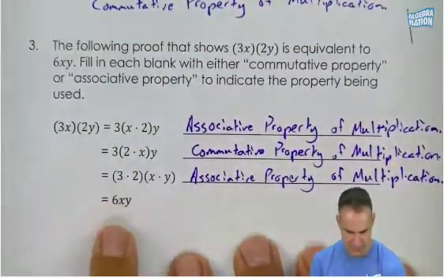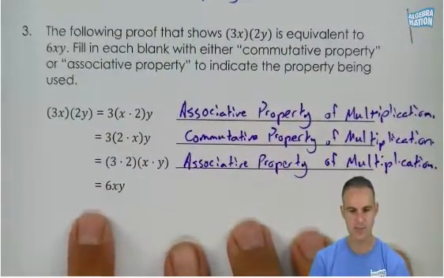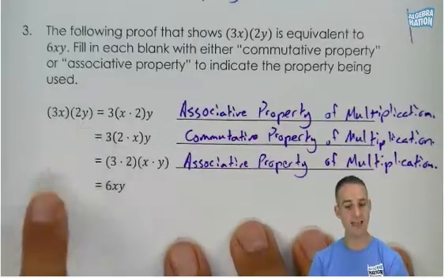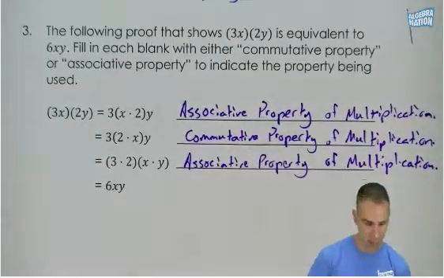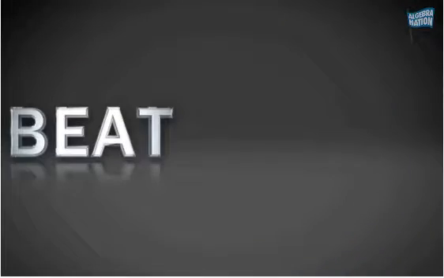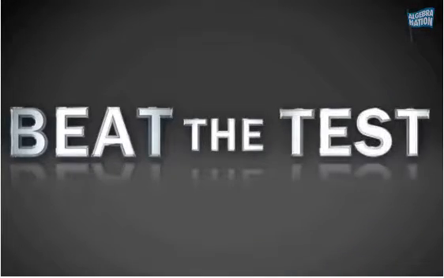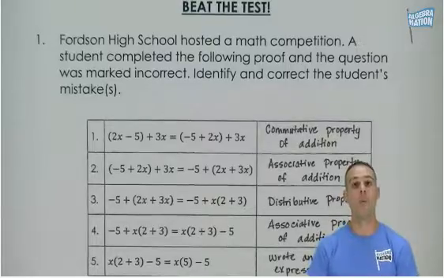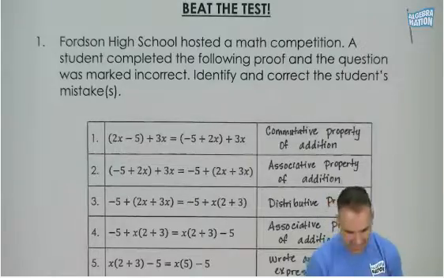And then 3 times 2 is 6, x times y is x times y, so this shows you that 3x times 2y is equivalent to 6xy, which is getting us ready to do one question to beat the test.